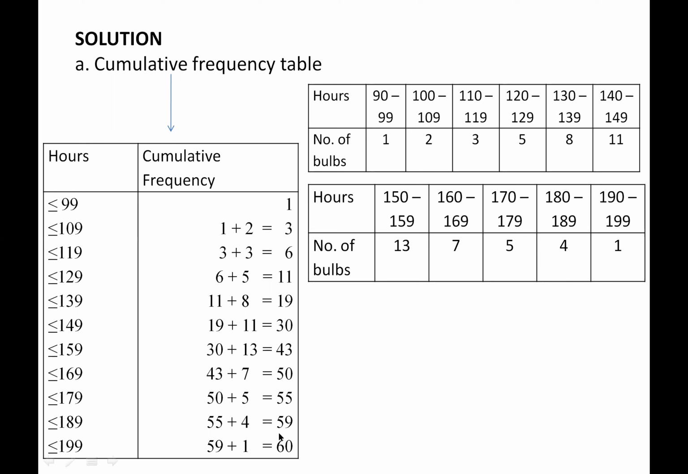And when we reach the end, we are supposed to get the total number of bulbs that were investigated, which we know was 60, right, when you come all the way down here. So basically what we're saying is that the number of bulbs that stayed lit for less than or equal to 199 hours, when we add up all the frequencies going all the way back here, we should get 60, right? And we did.